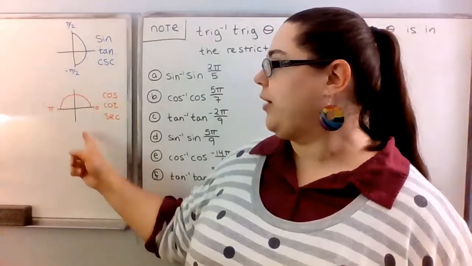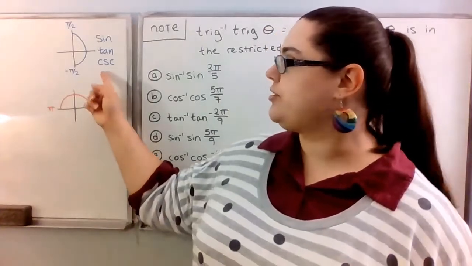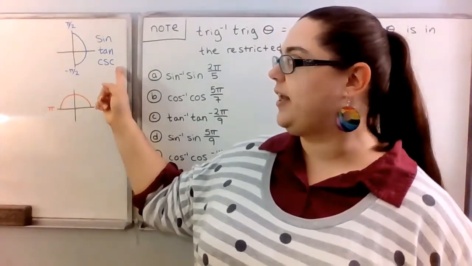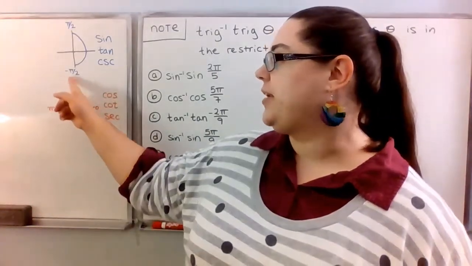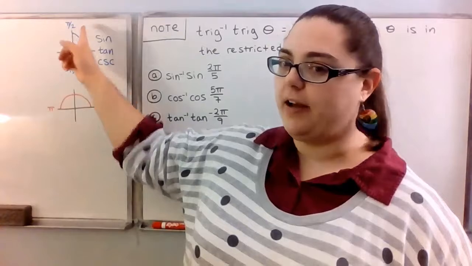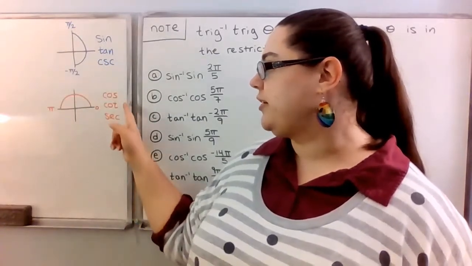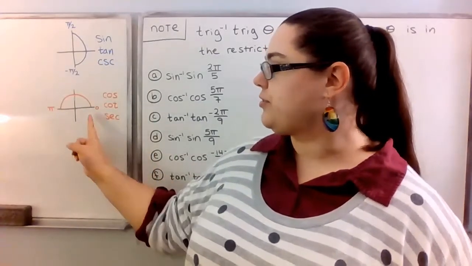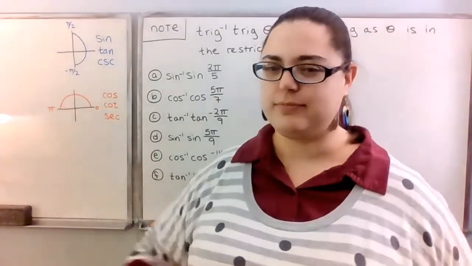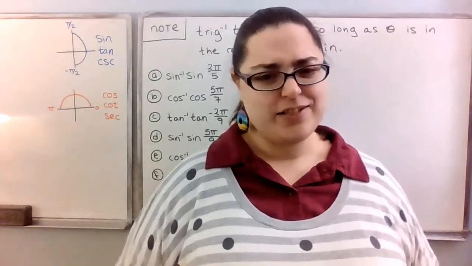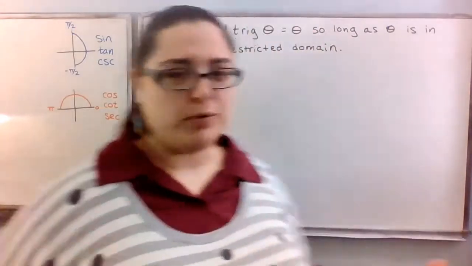So just a reminder for our restricted domains, the restricted domain for sine, tangent, and cosecant is in the east. And when we say in the east, we mean specifically from negative pi halves to positive pi halves. And then for cosine, cotangent, and secant, that restricted domain is in the north, meaning from 0 to pi. So let's take a look at these first three examples and see if they live where we need them to live.